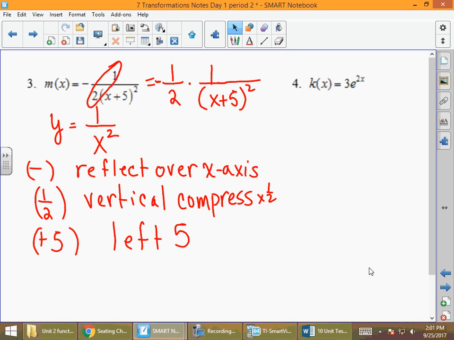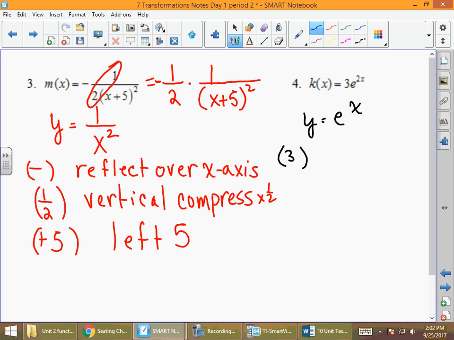Number 4, parent function. Well, our parent function is e to the x. And we actually only have 2 transformations on this one. The first one is the 3. What the 3 does, the 3 is outside of the function. Because the function's e to the x, so the 3 is outside of it. It's going to be a vertical stretch.